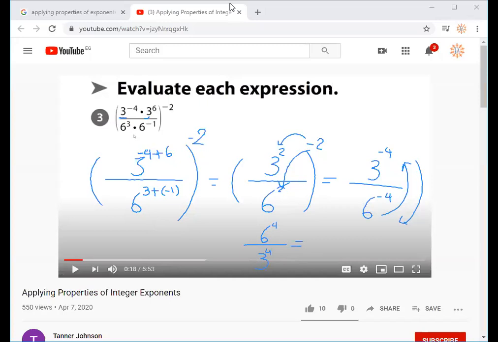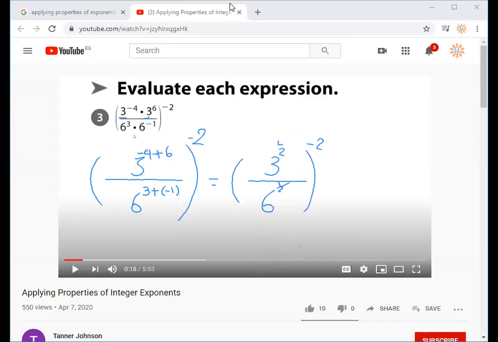I distributed already the negative exponent, and then I switched it to make them positive. This is the first way. Second way, I will erase this step. Miss, the final answer will be 0. No. Calculate it, please: 6 to the power of 4 over 3 to the power of 4. It will not be 0 because we don't have the same base. Take care. The top is a 3, the bottom is 6, right?